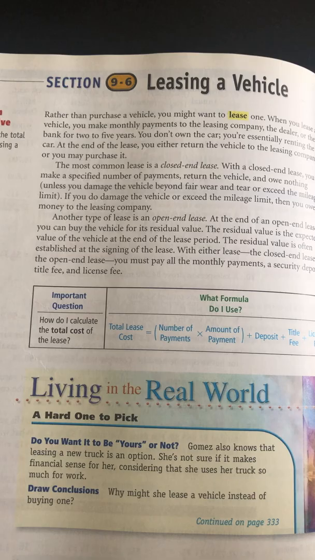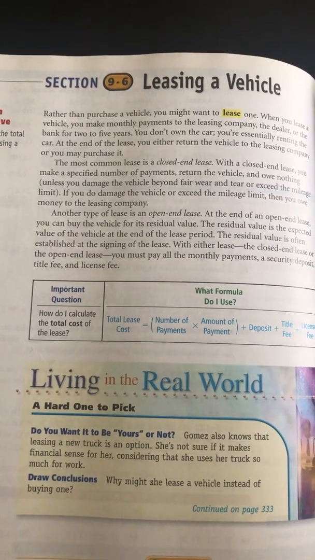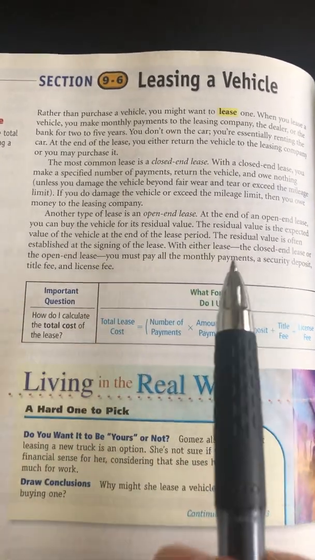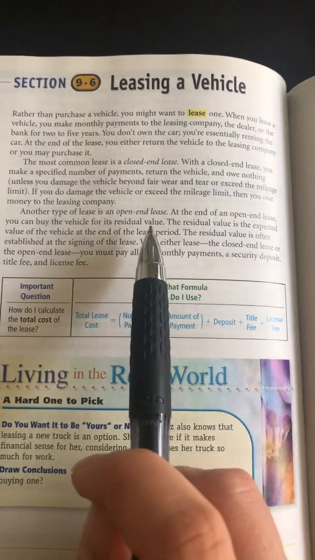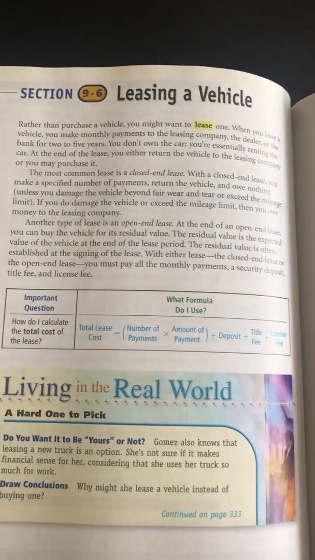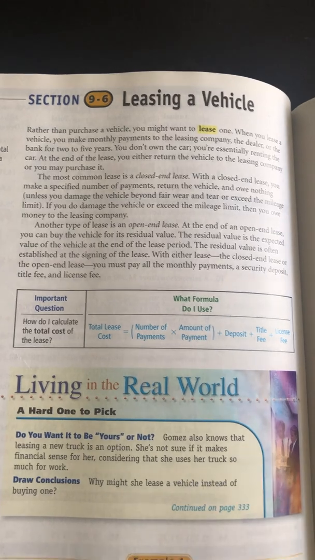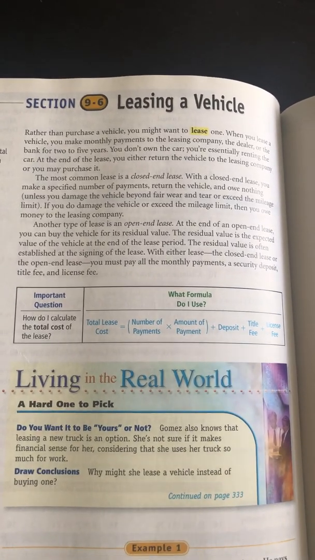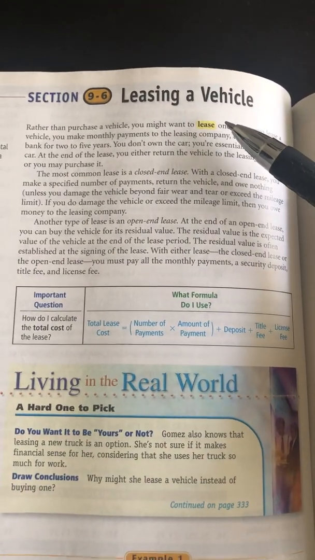Or you have the option of buying it for whatever value it has. It's called a residual value. If you have the option of buying it, it's called an open-end lease. It doesn't mean you have to buy it, but you have the option to. So that's what a lease is.